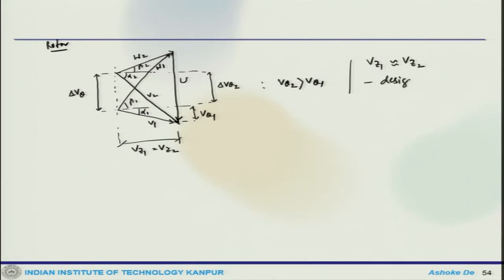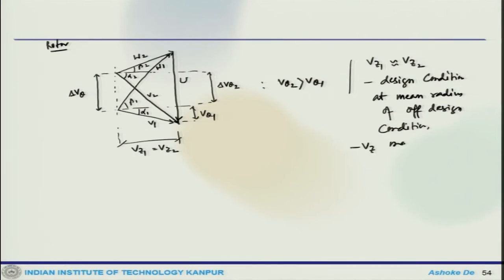Now, what we say here is Vz1 would be Vz2. So, this is the design condition at the mean radius. But Vz may vary. Now, if the velocity vectors of a particular particle crossing the rotor are given as we have shown here, we can calculate the torque. So, from angular momentum, we can write that T is m dot into r V theta 2 minus r V theta 1.